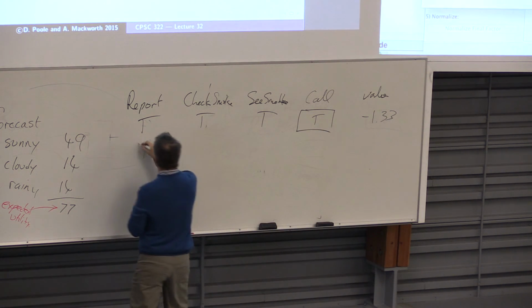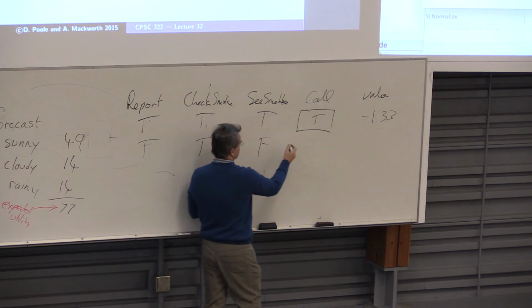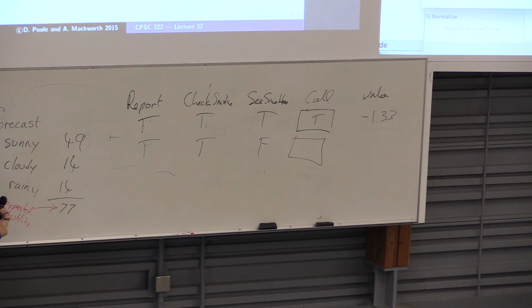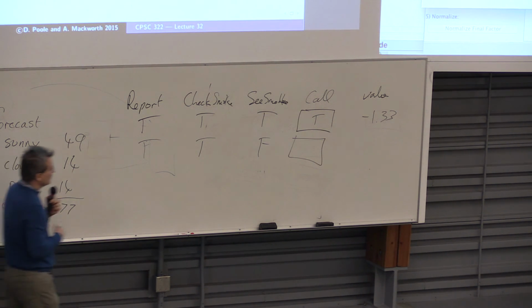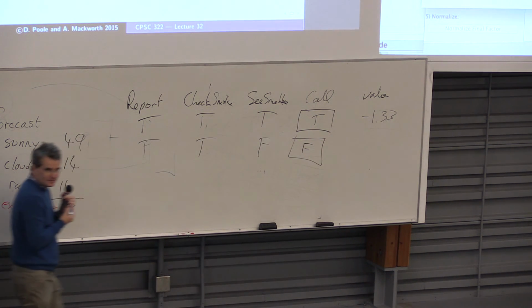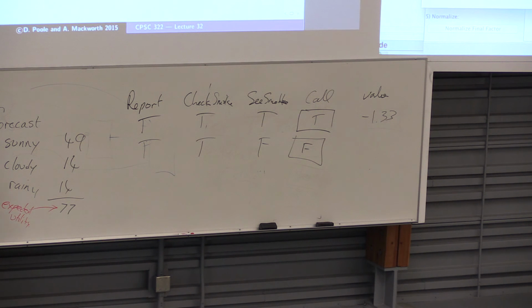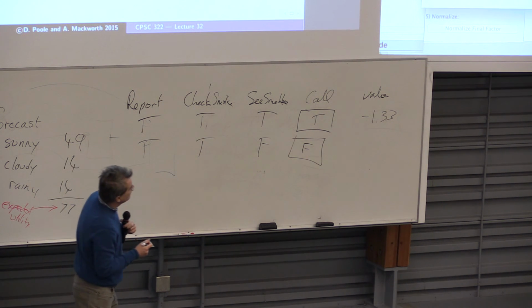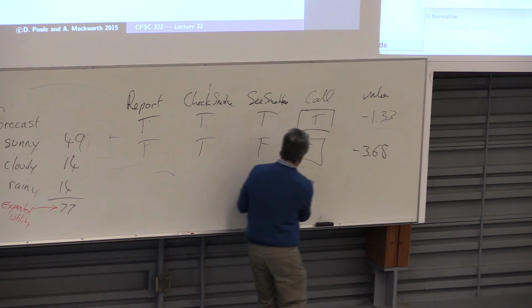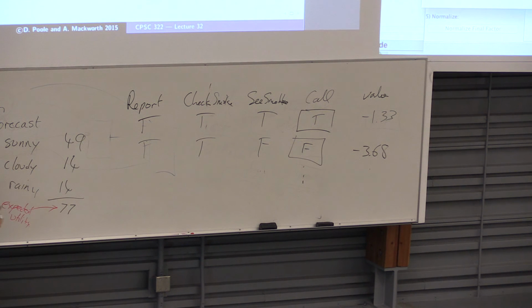So what happens when it's true, true, false? If there is a report, we check smoke but we don't see smoke, what are we going to do? Call is going to be false, because we get to choose. And the value here is minus 3.68. Okay, does that make sense? Yes.